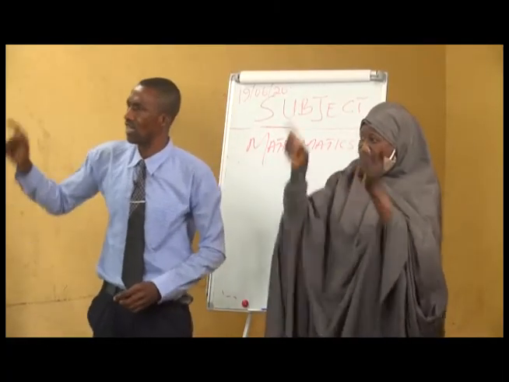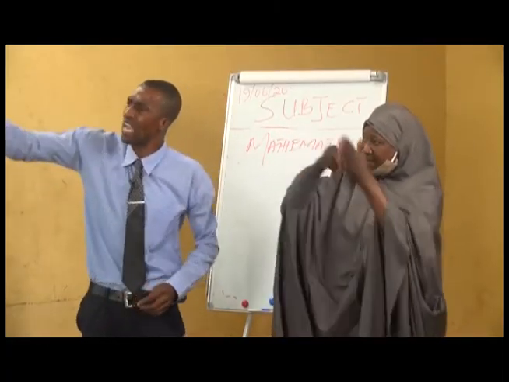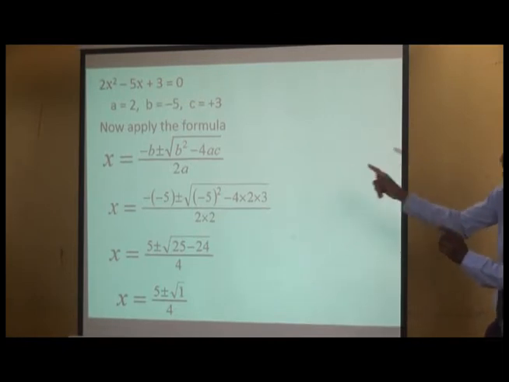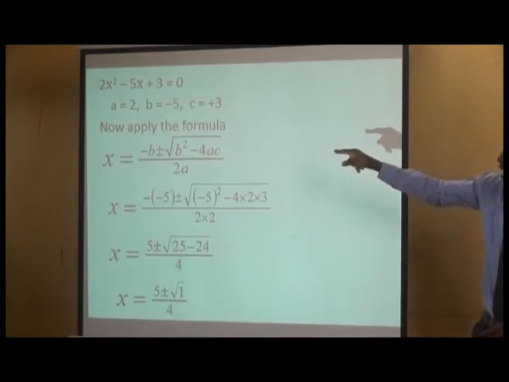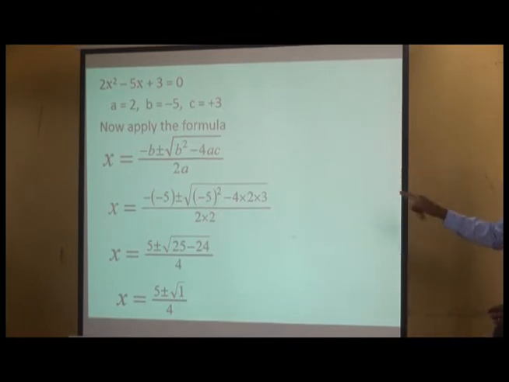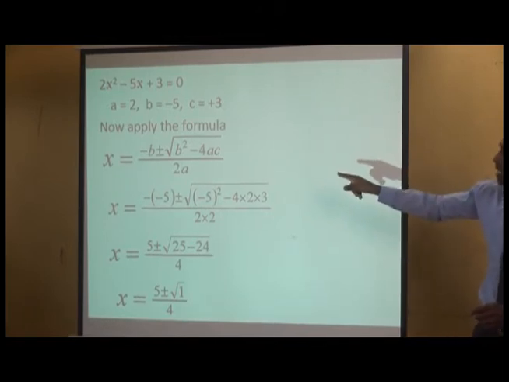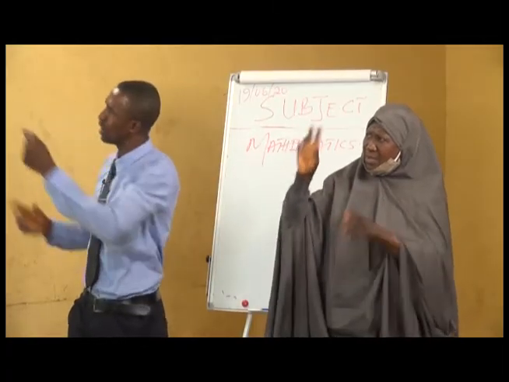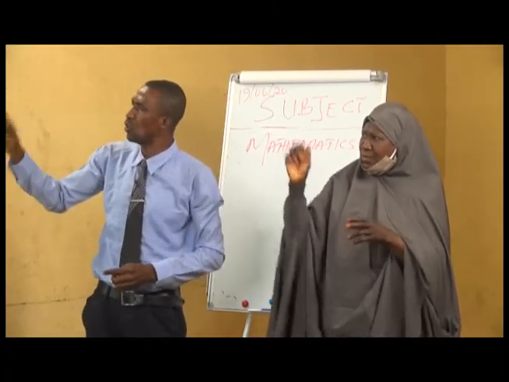Plus or minus the square root of b squared. What is the value of b? Minus 5. So that becomes minus 5 squared, minus 4 times the value of a. What is the value of a? 2. So that becomes minus 4 times 2. What is the value of c? Plus 3. So times 3, all over 2a. What is the value of a there? It is 2. So the denominator becomes 2 times 2.